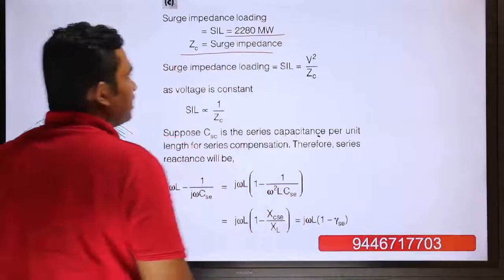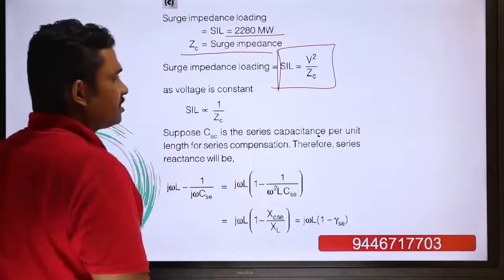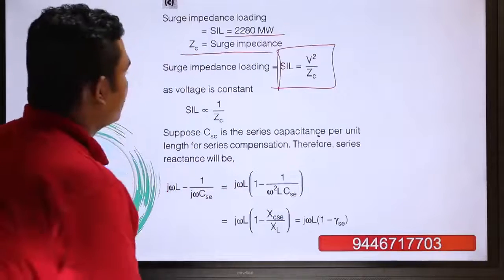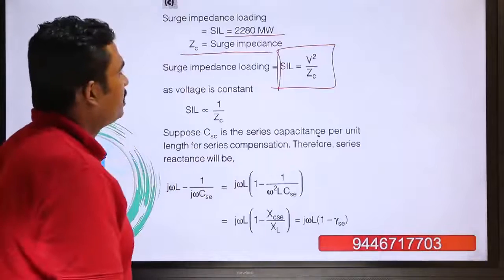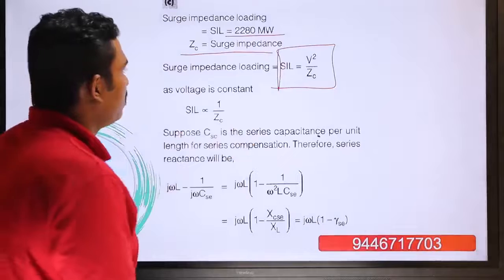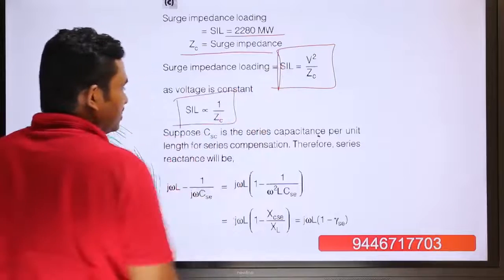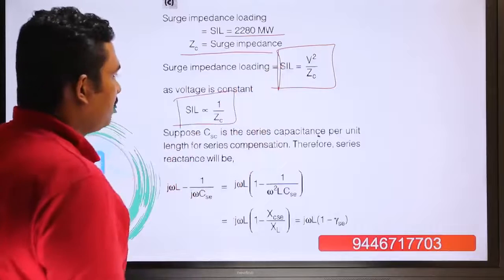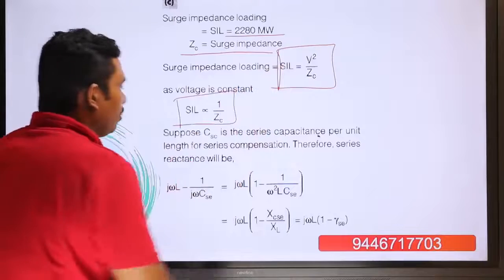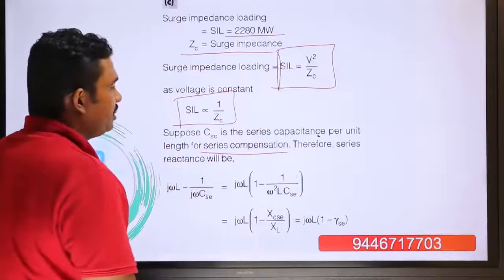And then what is surge impedance loading? Surge impedance loading is equal to V square divided by ZC. So this is a very important equation that we are going to derive in this problem. All these intermediate equations you have to put in a box. So you can see that the surge impedance loading is inversely proportional to ZC. And now we are going to calculate the series compensation that is provided into the system.